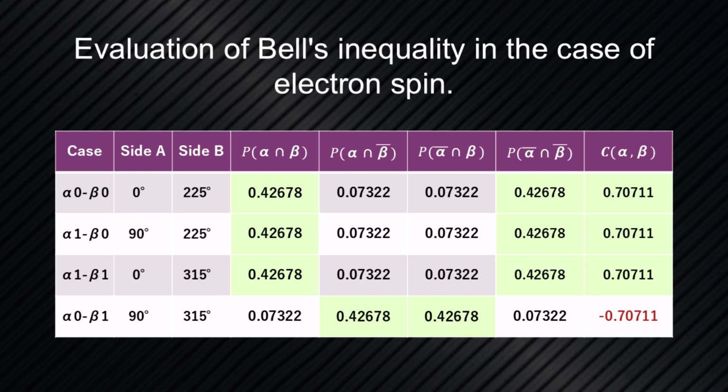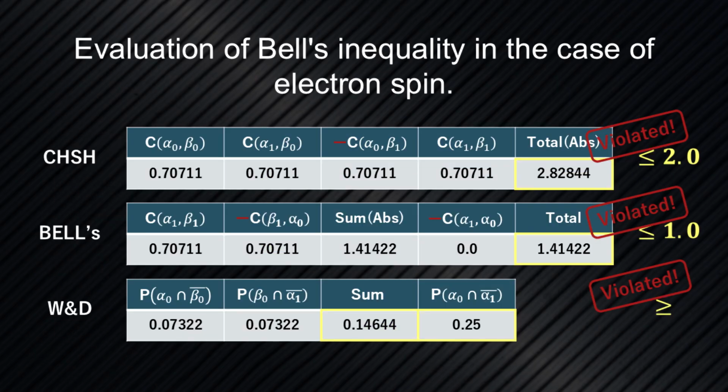This table shows the calculation results for each term in the case of electron spin. In fact, in this setting, the values of all probability and correlation terms are identical to those in the photon polarization experiment. This allows us to break the CHSH inequality, the original Bell's inequality, and the Wigner-d'Espagnat inequality in the same way as for photons. By choosing the angles appropriately, we can theoretically completely violate the three Bell's inequalities for both the polarization of photons and the spin of electrons.